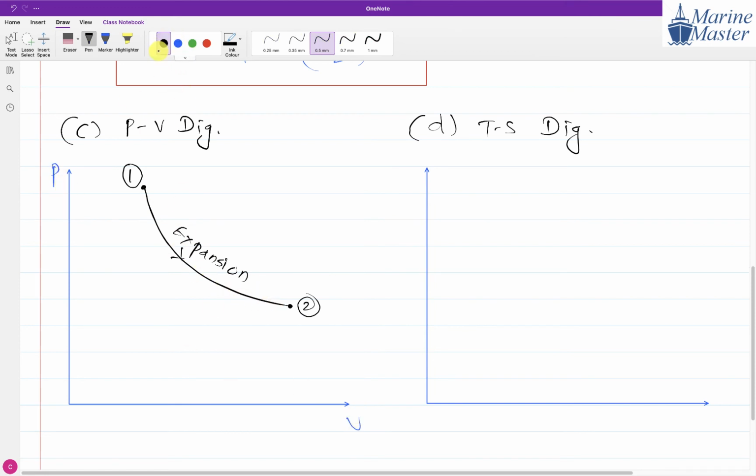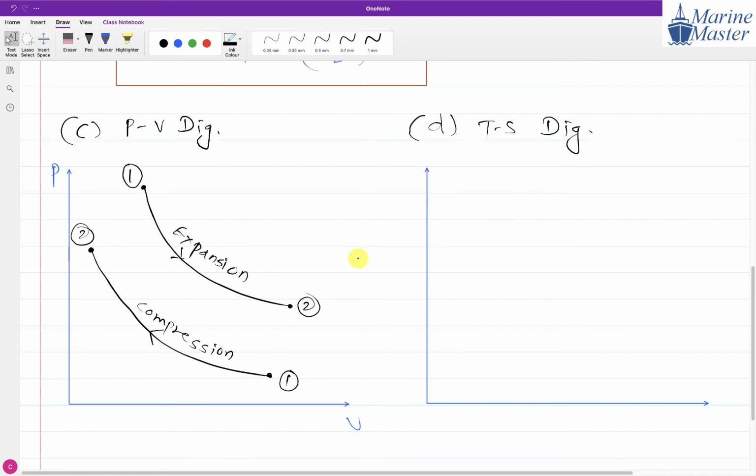Now in case of compression, it will be the reverse of that: decrease in volume, increase in pressure. So this is our compression scenario. Decrease in volume, and here increase in pressure. Now in the TS diagram, for an isentropic process, a constant entropy process, how will the TS diagram be?